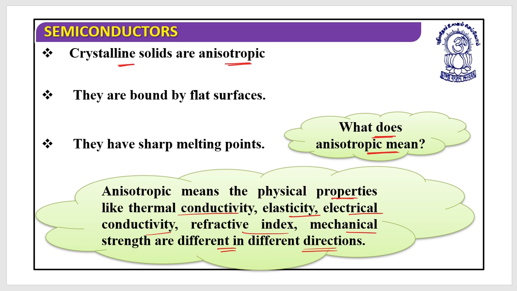So they have different properties. They behave differently in every different direction. This is what we call anisotropic. They are bounded by flat surfaces, and they have sharp melting points. So this was the crystalline solids.